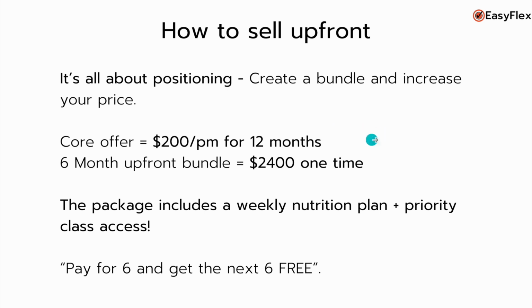Here's what we do. We increase our prices, and then we create a bundle, okay? So here's how it works. Let's say your core offer is $200 a month for 12 months, like we've been speaking about. You want to create an upfront bundle for 6 months, then you're going to double your prices, and then you're going to bundle in 1 to 2 low-cost services that you wouldn't typically include in your membership.